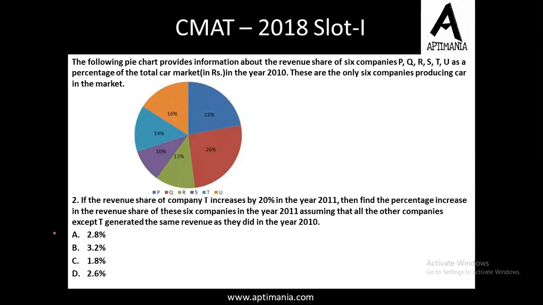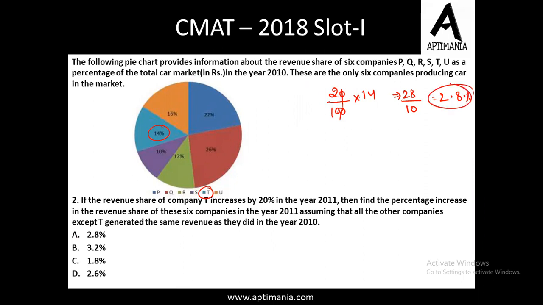Fine. Now the question is, if the revenue of company T increases by 20% in the year 2011. So when I'm talking about company T, this 14 is representing company T. A 20% increment in its market share means 20% of 14, which on solving gives us 28 upon 10, that's 2.8. So there is an increment of 2.8% in T's market share.